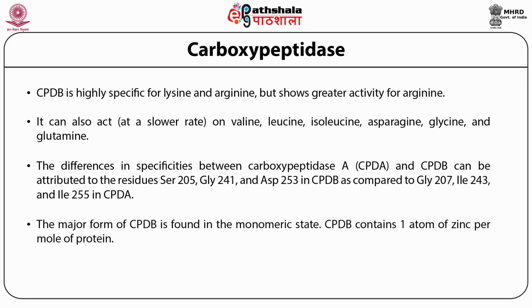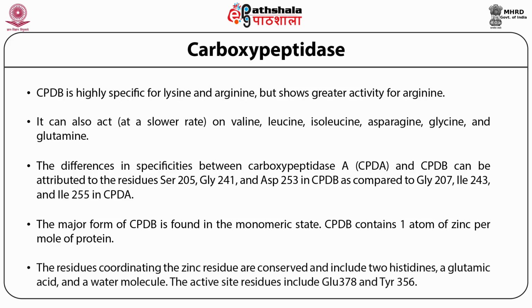The major form of carboxypeptidase B is found in monomeric form with 1 zinc per mole of protein. The residues coordinating the zinc are conserved, including 2 histidines, 1 glutamic acid and 1 water molecule. The active site residues include glutamic acid 378 and tyrosine 356.